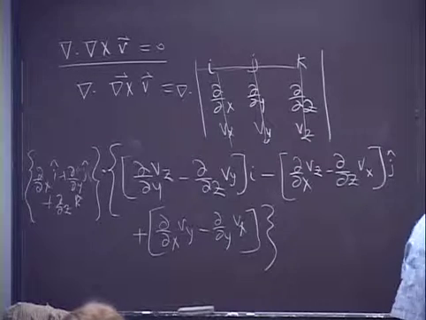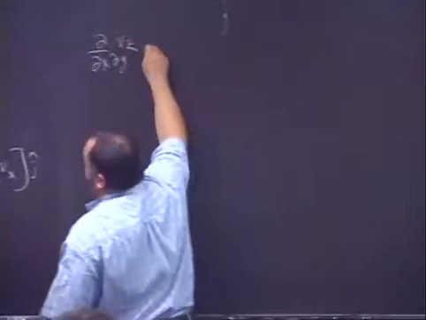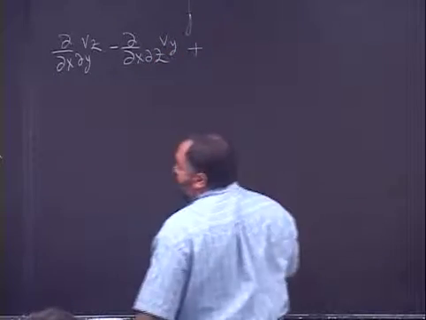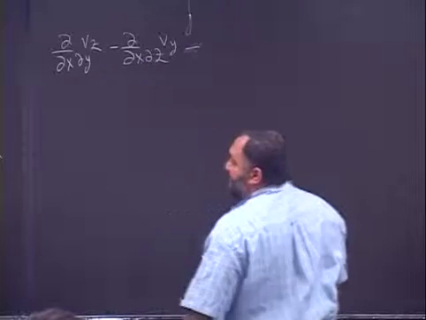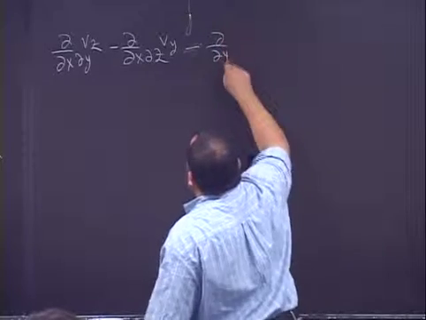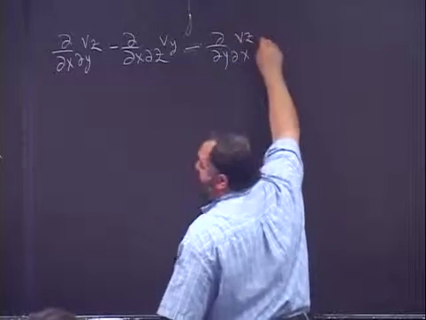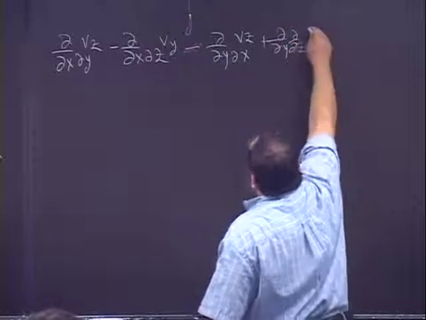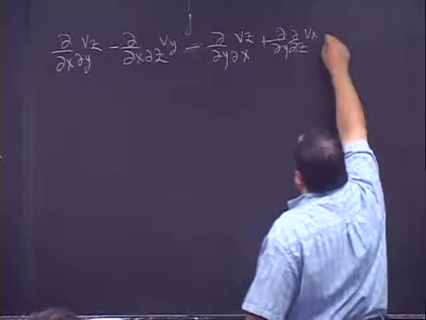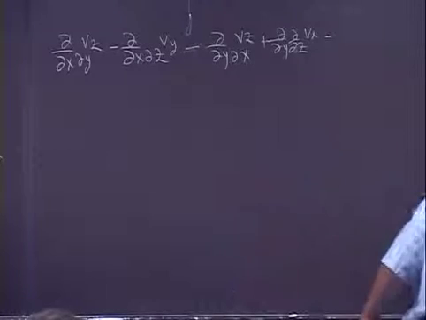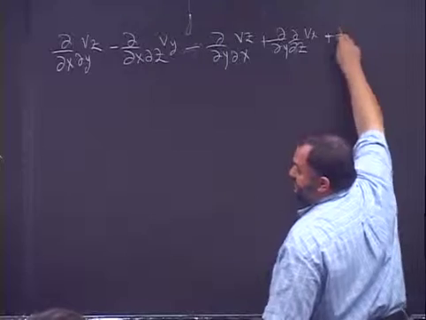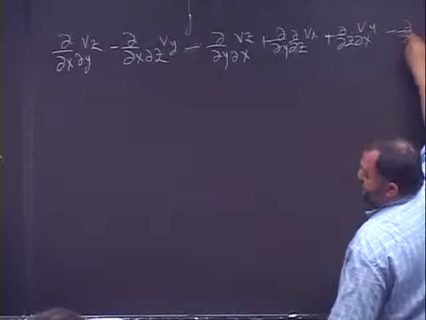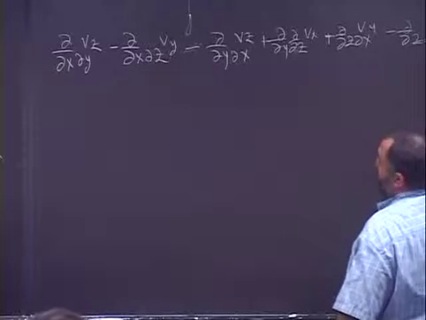So this will be d by dx d by dy for vz minus d by dx d by dz for vy, plus minus d by dy d by dx for vz, minus minus is plus d by dy d by dz multiplied by vx, and then plus d by dz d by dx for vy minus d by dz d by dy for vx.